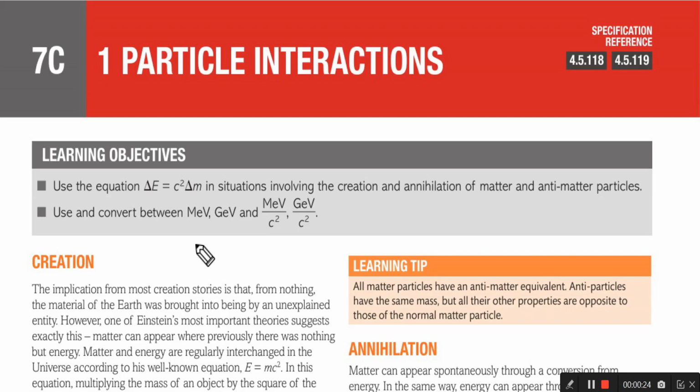Learning objective. After finishing this chapter, we can use E equal to delta M c square, where E is the energy, delta M is the mass defect or mass difference, and c square is the square of the speed of light, in situations involving the creation and annihilation of matter and antimatter particles. Use and convert between mega electron volt, giga electron volt, mega electron volt by c square, and giga electron volt by c square.